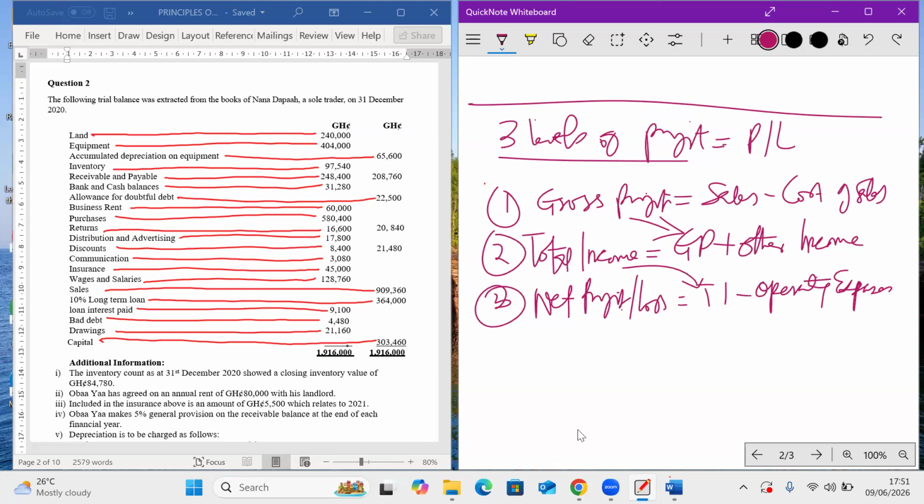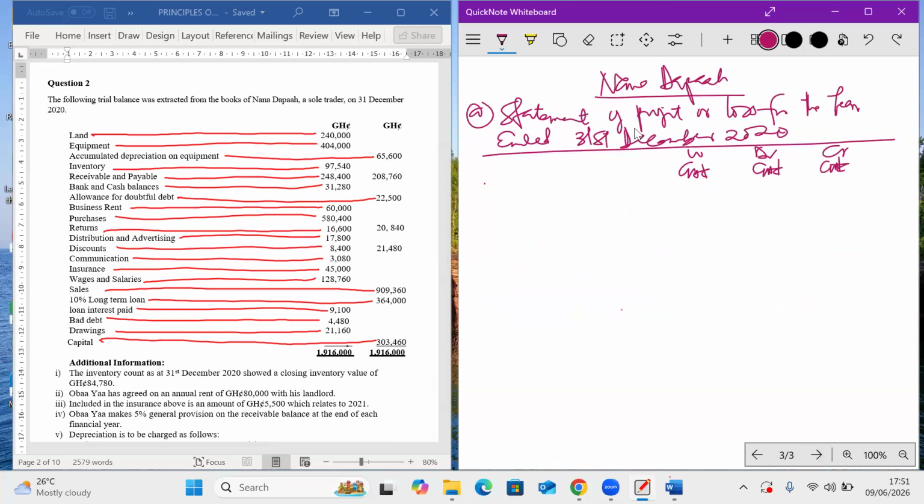Are you following? Yes, sir. Are you following? This is going to be the guide. So we are going to find 3 levels of profit. So having written the title, this is my answer booklet, the first page. I'll go to my question and rule the lines. Use pencil, rule all the lines. I've not even started reading.